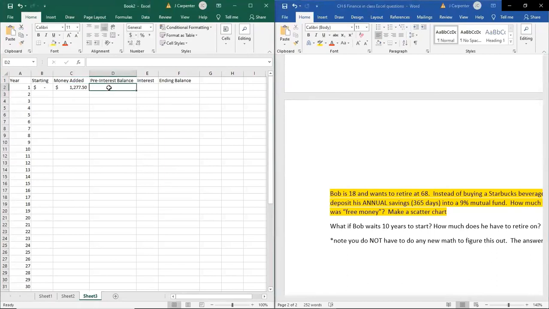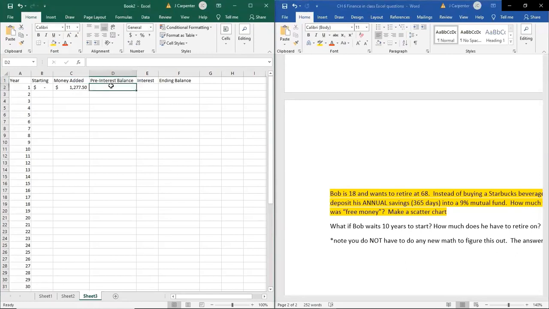Now, pre-interest, before we get any interest, because we're putting this in at the end of the, or let's say we put this at the beginning of the year. There is two different ways of doing this problem, whether you put the $1,277.50 at the first day of the year or the last day of the year. Let's assume we did it the first day of the year. So there's a year zero in theory where we built up our first $1,277.50 to deposit. So year zero, we built that $3.50 up for a year. Then on January 1st of year one, we deposit the $1,277.50.